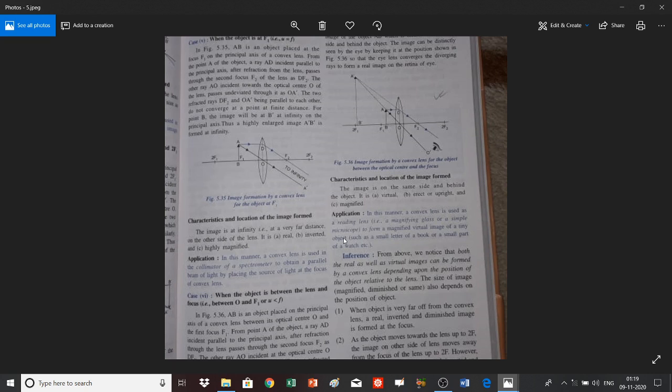To understand, if you wish to examine a very tiny object, then you have to place this tiny object at a distance which is less than the focal length, that is in between the optical center and the first focal point. Then you will be able to see a magnified image of the tiny object. Obviously it will be virtual.